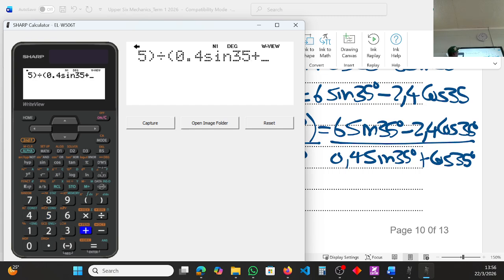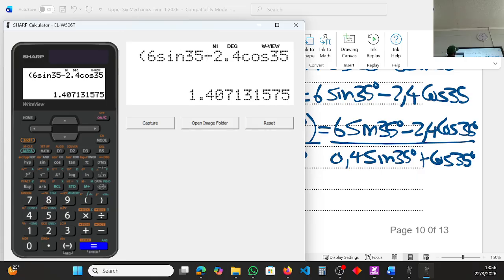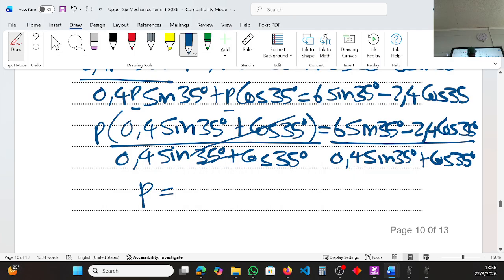plus cos 35. Let's check what we'll get there. It looks like the value of P is going to be 1.41 to 2 decimal places. So our P is going to be 1.41 newtons.